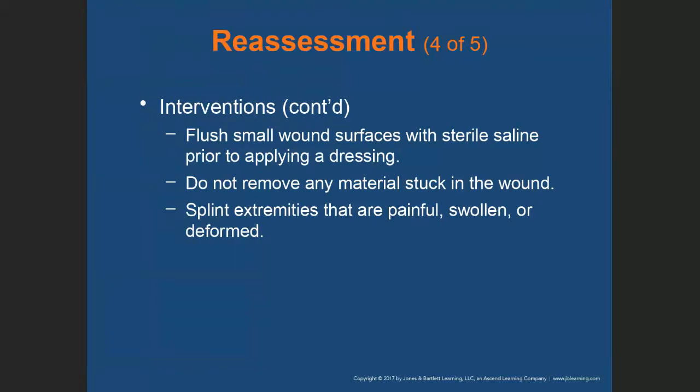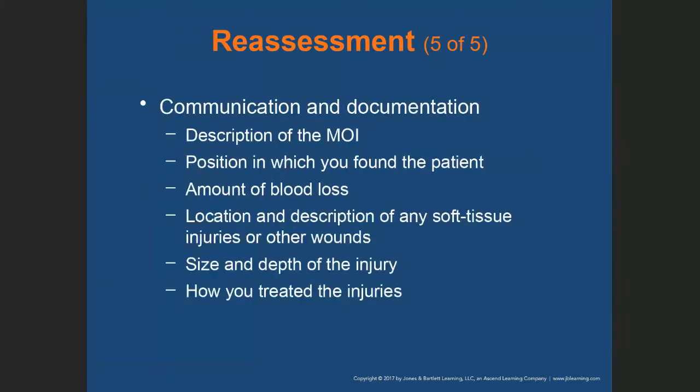Do not remove any material stuck in the wound. Splint extremities that are painful, swollen, or deformed. Communication and documentation. Description of the MOI should be included. The position in which you found the patient. Estimate the amount of blood loss. Location and description of any soft tissue injuries or other wounds. Size and depth of the injury. How you treated the injuries.